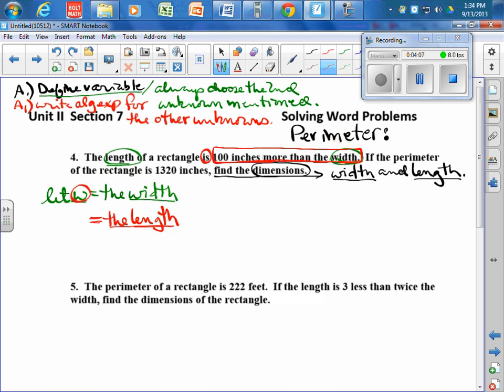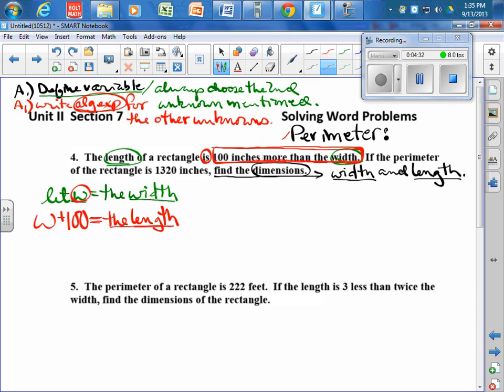So I'm going to take this verbal expression and I have to write an algebraic expression. Well, what is the width going to be? It's going to be W, right? Well, how would I write 100 inches more than that? Well, how about W plus 100? So here's my algebraic expression for the verbal expression, the word length.